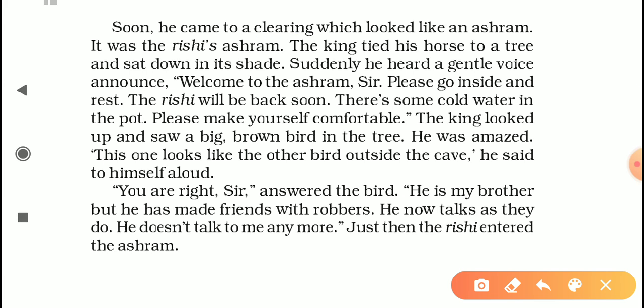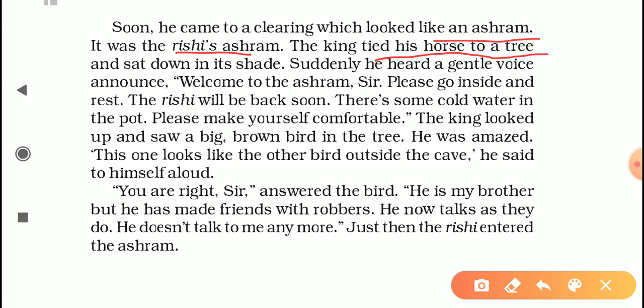So where he came, it looked like an ashram. Someone has built a place, someone has cleaned a place of the forest and made an ashram there. It was a rishi's ashram, a holy man's ashram. The king knew that an ashram is not a place to harm somebody. So no one would hurt him, and what did he do? He said, "I will be safe here," and he tied his horse to a tree.